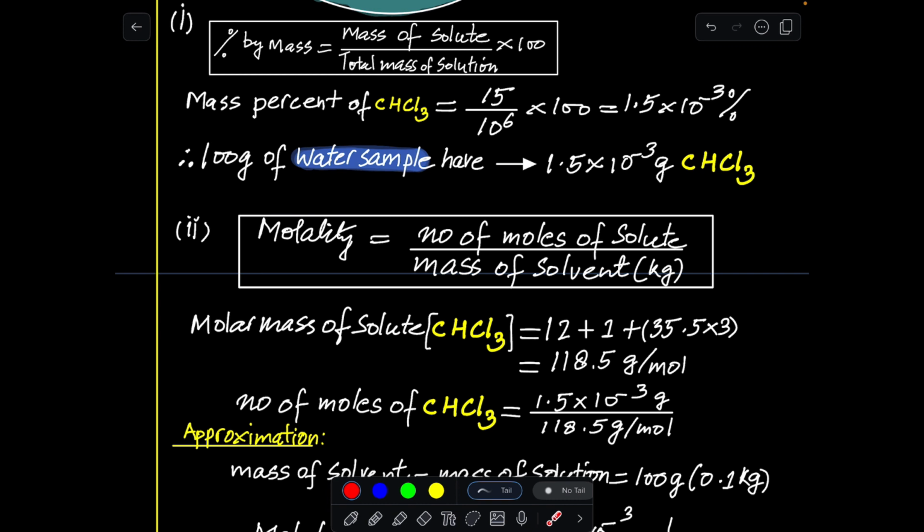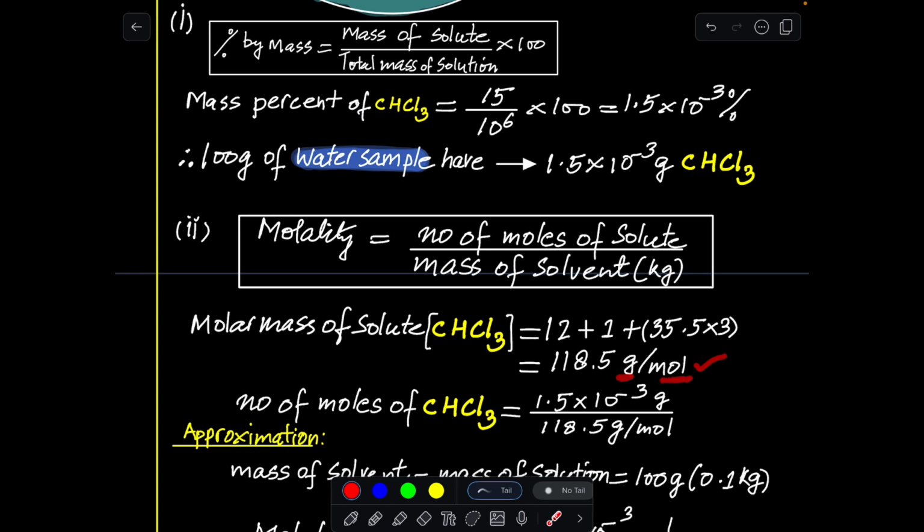So molar mass of chloroform is calculated as a sum of atomic masses of all the atoms which are there in the molecule. That is 12 for carbon, 1 for hydrogen, 1 atom. But chlorine, we are having 3 atoms, therefore 35.5 into 3. We will get molar mass of chloroform as 118.5 grams per mole. Okay, why are we writing grams per mole? Because this is the mass for 1 mole of the substance.